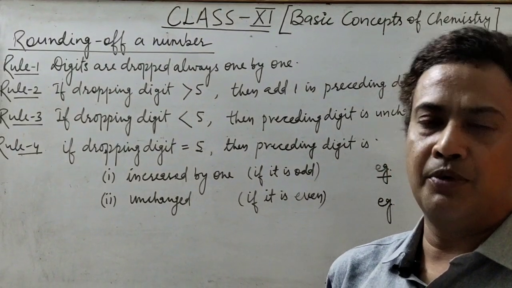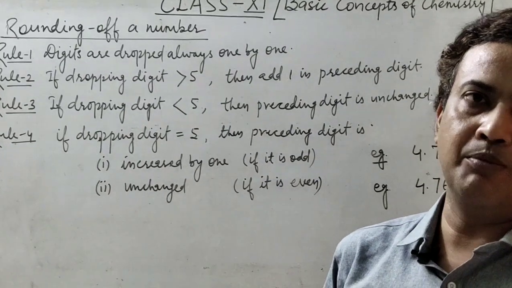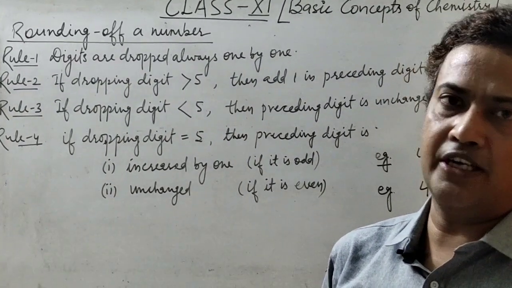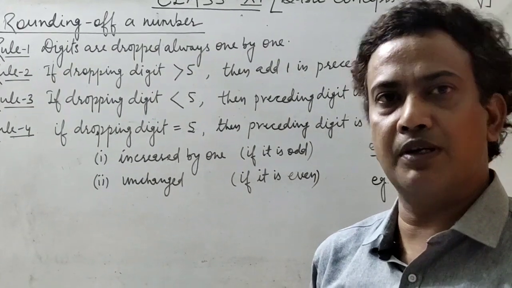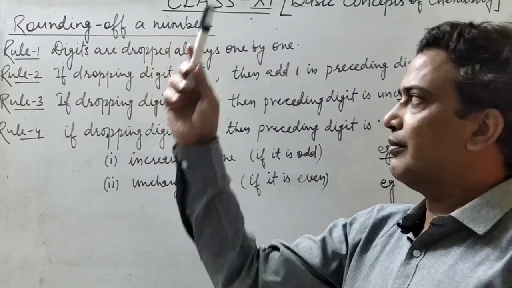When the last result is reported, sometimes we are required to round off the number. And to round off a number, there are again certain rules. Let's take them one by one. Rules for rounding off a number.